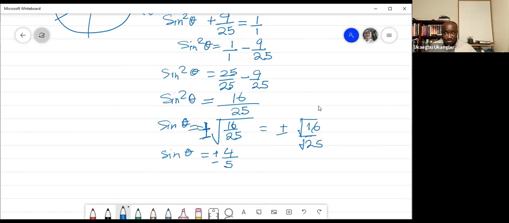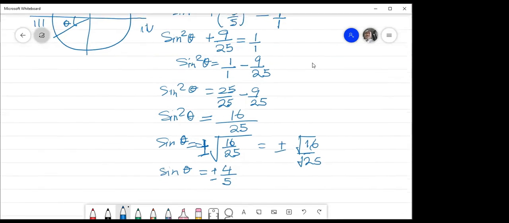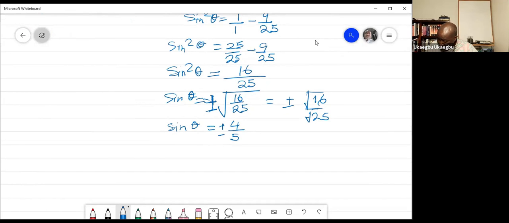Now, remember, we are dealing with third quadrant. So now go to the third quadrant. Is sine positive or negative? Look at your chart now. Negative. Okay, good. If it is negative, so your answer is, I don't really like to write answer. So your answer is going to be that sine theta is equal to negative 4 over 5. So that's your final solution.